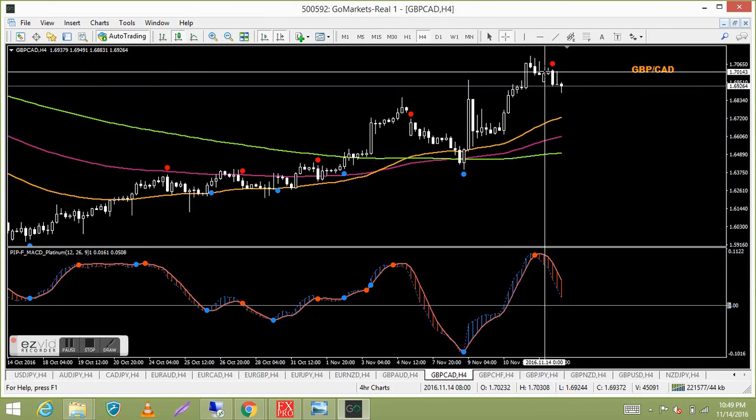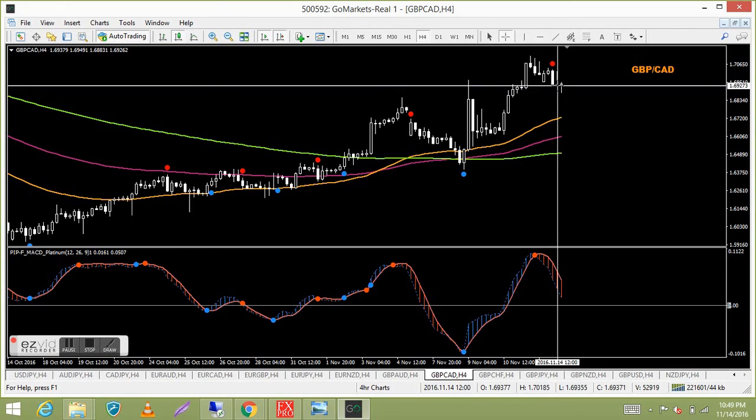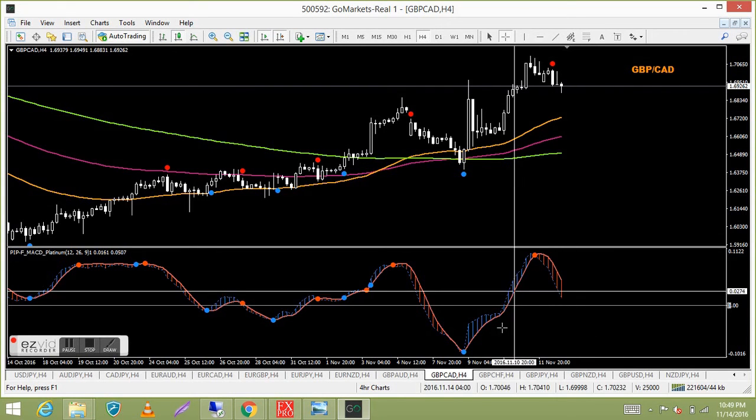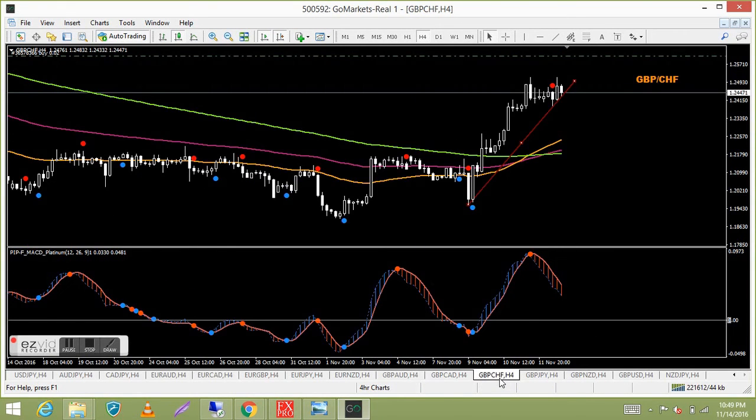It's not as overextended, but that's a possible sell signal there. I could have taken that if I wanted to do a counter trend trade, but I didn't. Pound Swiss franc, same deal.